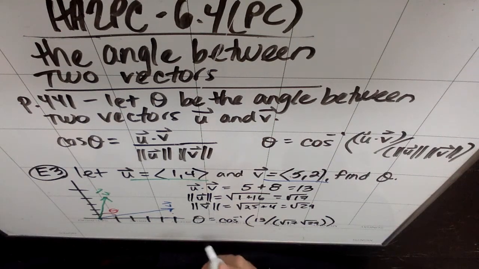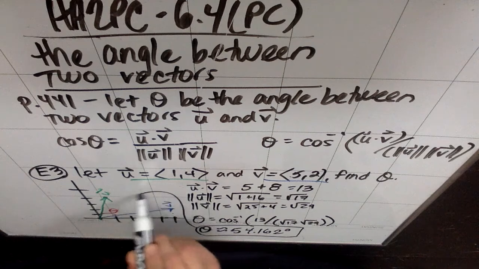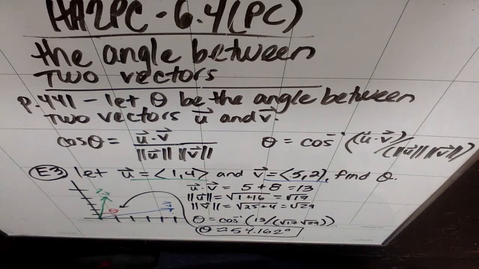So I get that theta is approximately 54.162 degrees. That's the angle between those two vectors, and again, that totally jives with what I can see with my eyes. We always want to have a good concept about whether our answer is reasonable.